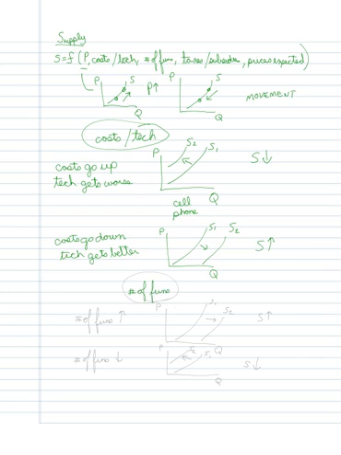Number of firms. This is rather similar to the population story that we told with the demand curve. And if the number of firms goes up, then what we simply see here is that the supply curve will increase. And if the number of firms falls, we would see a decrease in supply.